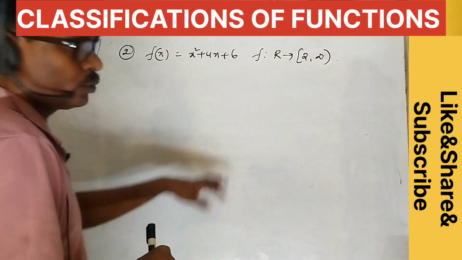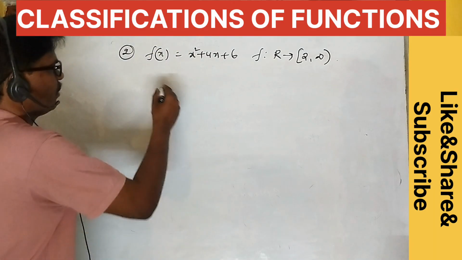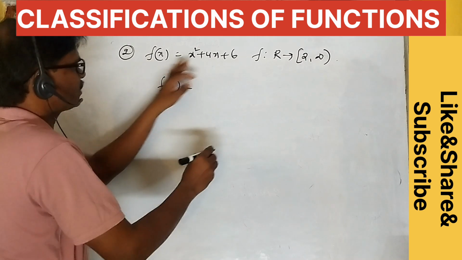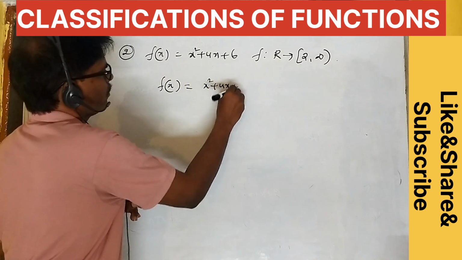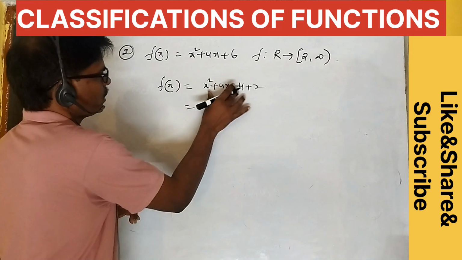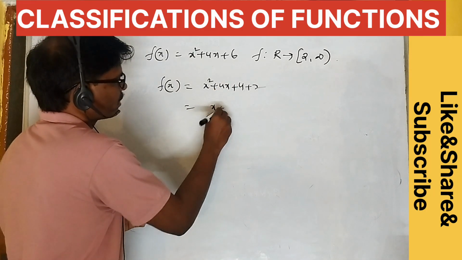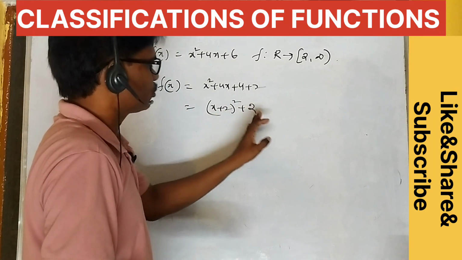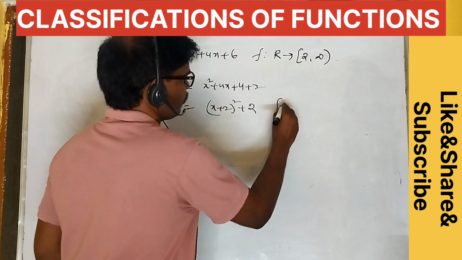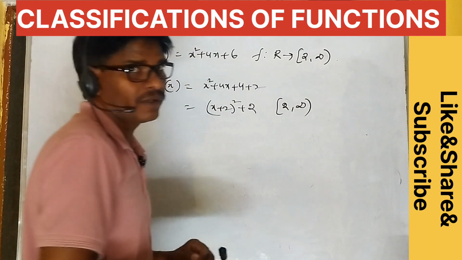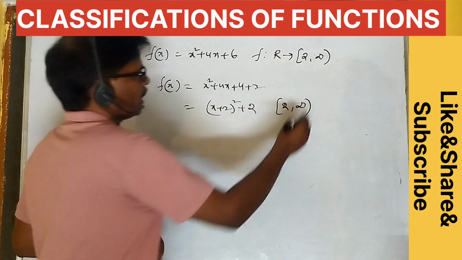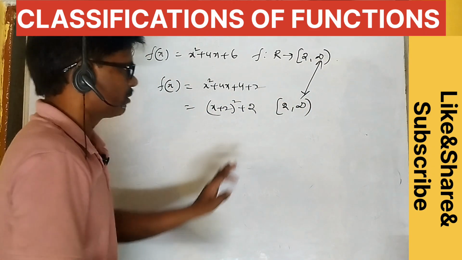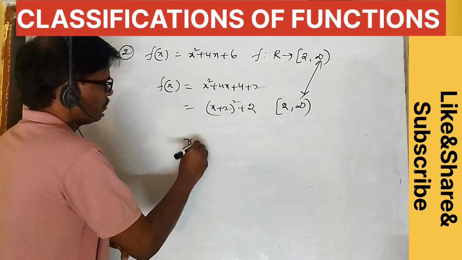Okay, next, number 2. First find the range of the function, then check the onto function. F of x is equal to x square plus 4x plus 4 plus 2. This is the a plus b whole square formula; the perfect square is x plus 2 whole square, plus 2. Here x plus 2 whole square is 0 at minimum, so 2 onwards. What is the range? Closed interval 2 to infinity. This is the range. This range is equal to the codomain. Both are equal, which means this is the onto function. Range equal to codomain.